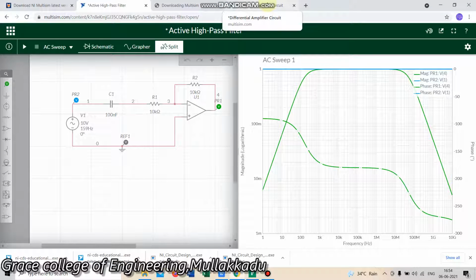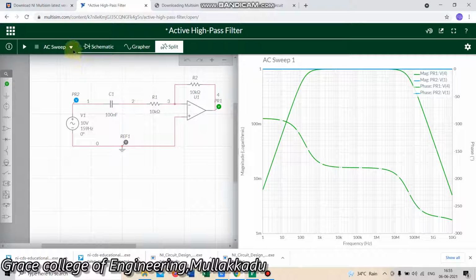This is the circuit diagram of the active high pass filter, where R and C are connected to the negative inverting terminal in series combination, and R2 is the feedback resistance. We are giving a 10 volt frequency source here, and now we are going to take the output.